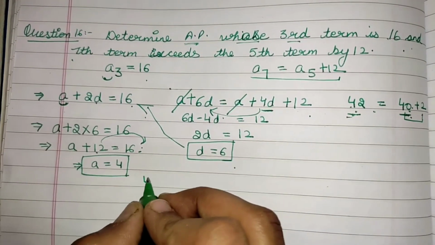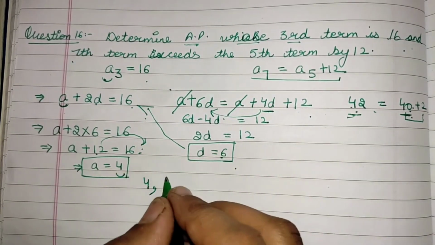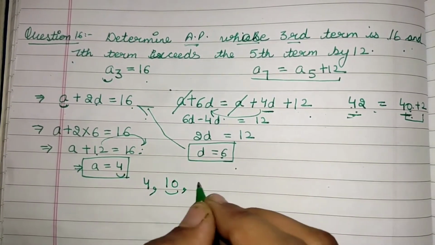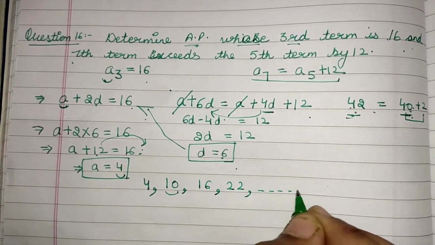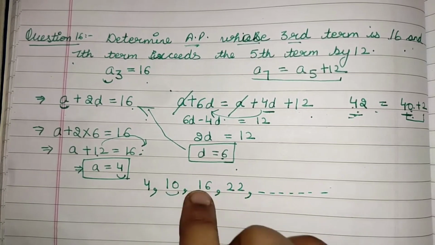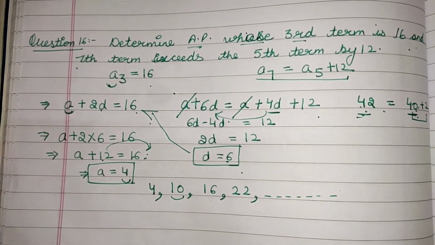So I can find the AP. The first term is 4, then the second term will be 4 plus 6 is 10, 10 plus 6 is 16, 16 plus 6 is 22. I am adding the common difference to each and every term so that I can get the next term.